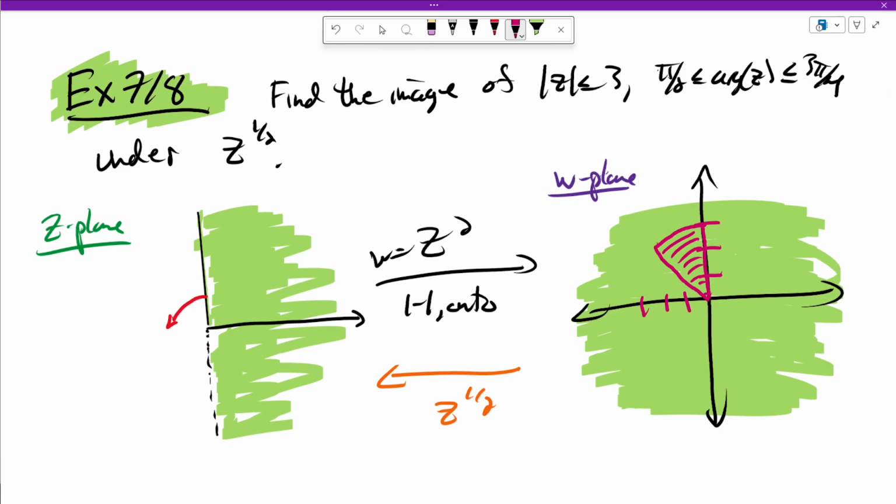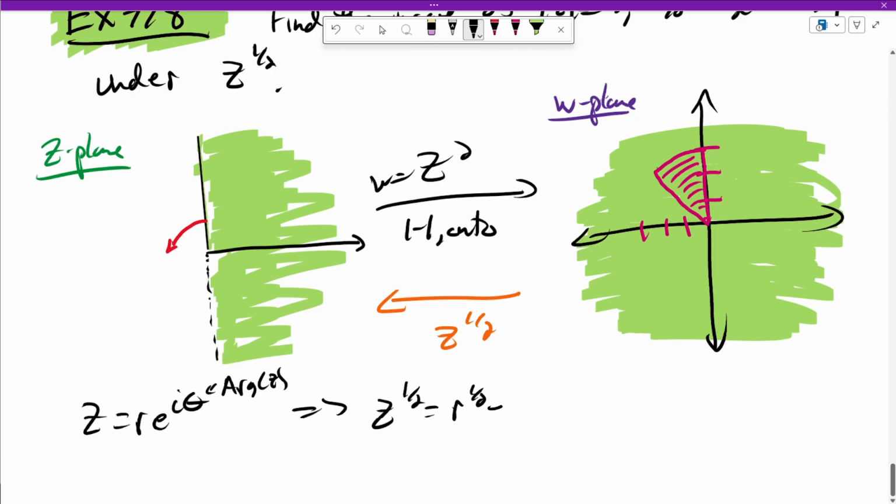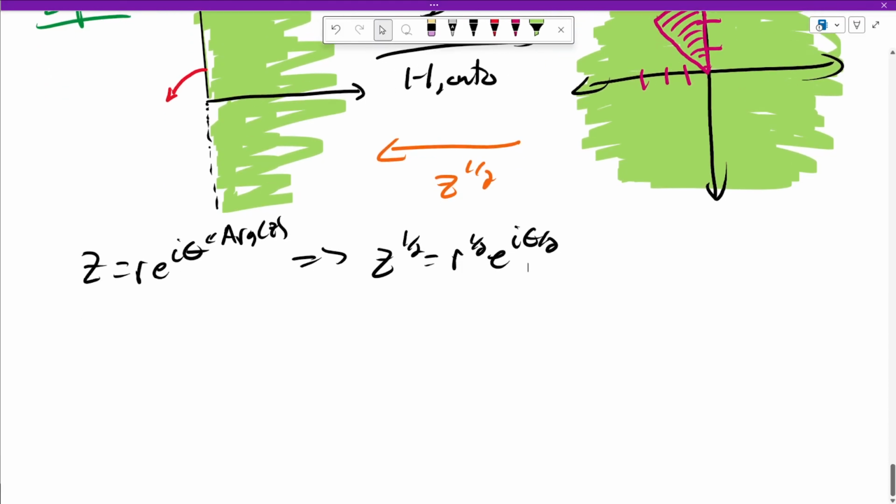And if we think about this, what should z to the 1/2 do? Well, if we were to write our z as r e to the i theta, where theta is the principal argument, this is arg z, then z to the 1/2 is r to the 1/2 e to the i theta over 2. So what we have to do is halve our angle, and then take a half power of our modulus parameter. So let's do exactly that.